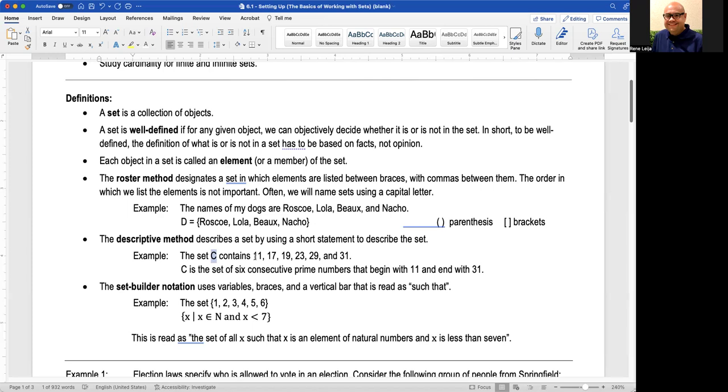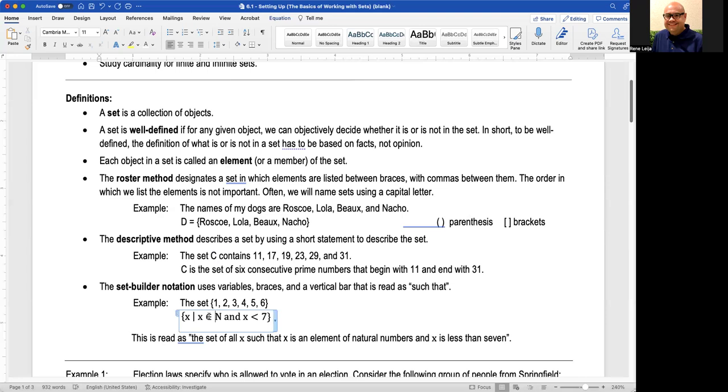Okay. Set builder notation. This is the one that confuses some people because of the notation. It uses variables, braces, and a vertical bar that's read such that. So if we have this example, the set of numbers 1, 2, 3, 4, 5, 6, these are your counting numbers. We're going to say that X, the set of all X, that's what this means. The set of all X, then here's the bar, such that, and then we're going to specify what it is we're looking at.